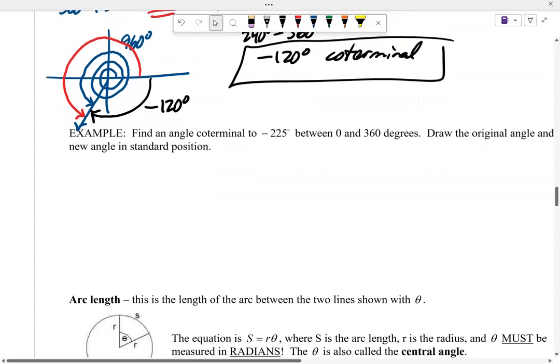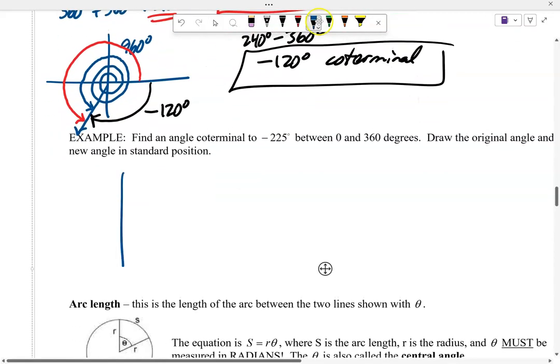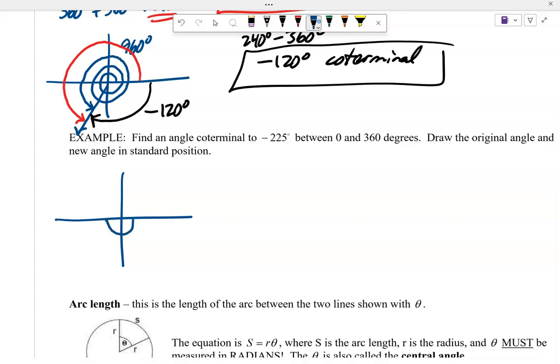Find an angle coterminal with negative 225. Let me draw negative 225. Here's negative 180 halfway, but I got to go 45 more than that. There's my negative 225 degrees. So who is coterminal to that? I want the positive angle between 0 and 360. So give me this one right there.